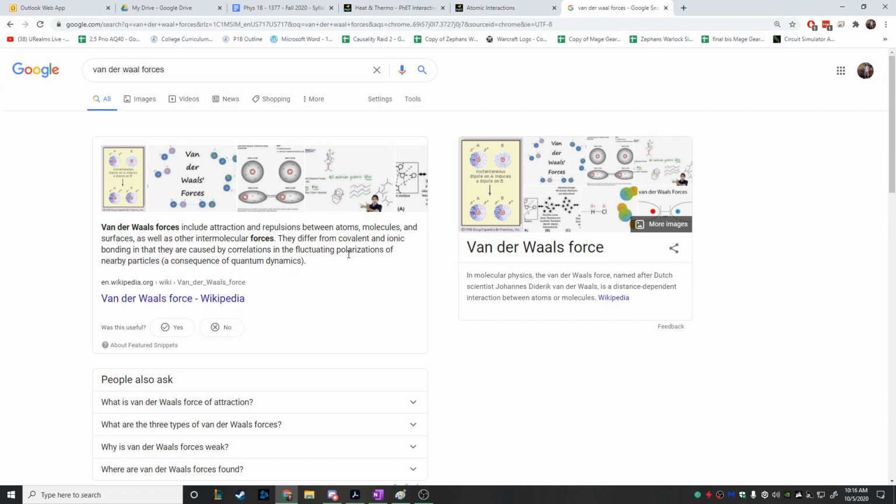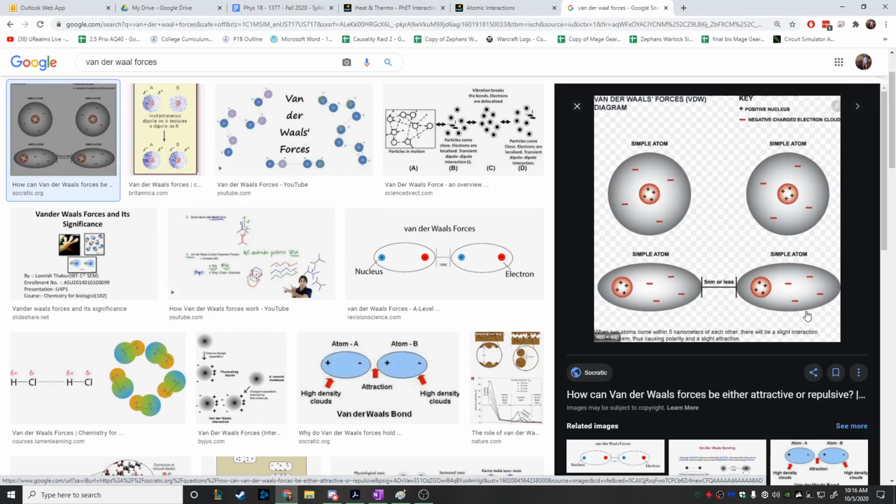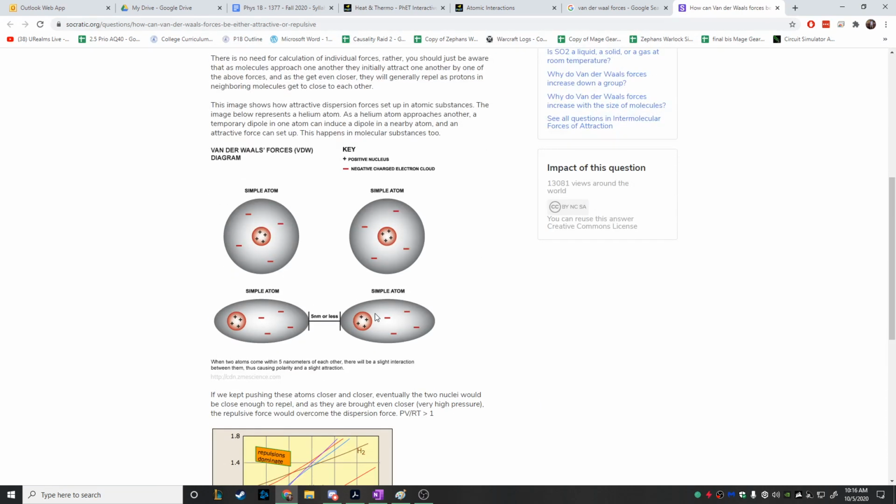I knew it was about polarization. That makes sense. It's going to be induced polarizations that make this happen. Yep. Here, this explains it. This is kind of a physics 1C thing, but you have two atoms, and when two atoms come within 5 nanometers of each other, there's a slight interaction between them that's causing a polarity and a slight attraction. So when they come together, the negative charges on the outside are a little more free to rearrange themselves, and they're going to tend to be attracted to the... I don't know how else to call it.